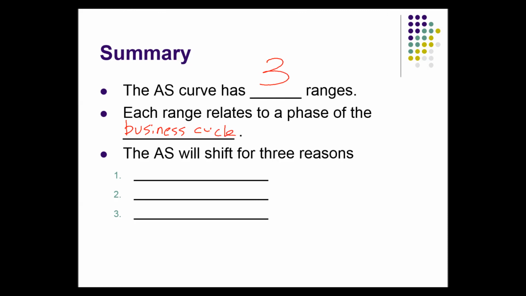And the AS will shift for three reasons. Legal institutional environment, I'm just going to abbreviate. We have input prices, and we have productivity. And that's what you need to know about the aggregate supply curve on its own.